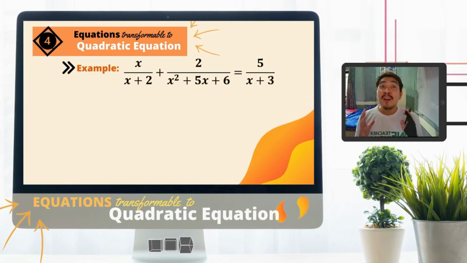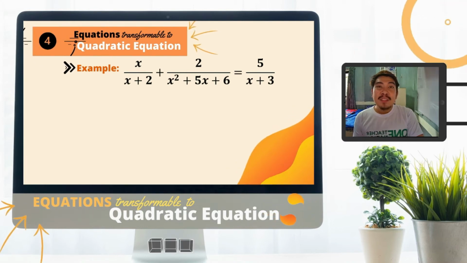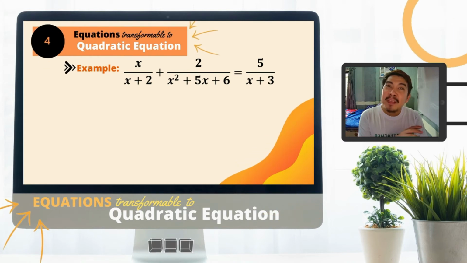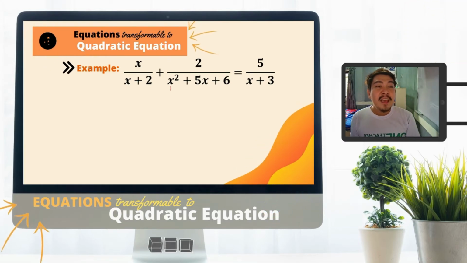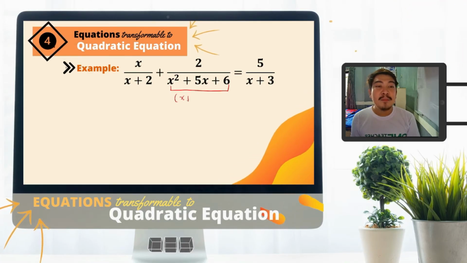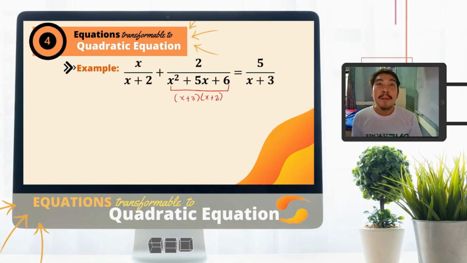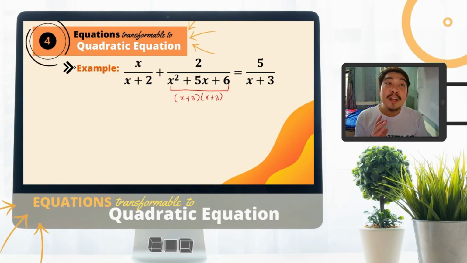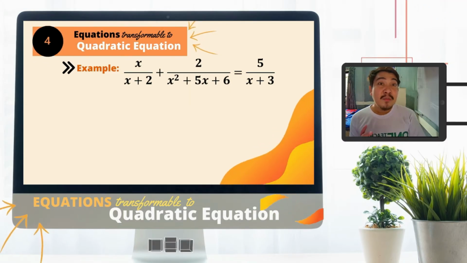Ayan. Sa una lang mukhang komplikado kasi masyadong mahaba. Pero, ang una lang natin gagawin dyan, we should make sure na yung denominator ay naka-factored form. And if you can see, this x squared plus 5x plus 6 here can be factored as x plus 3 times x plus 2. Okay? Para ma-identify natin agad kung ano yung LCD. So remember, mas madali kapag naka-factored form.